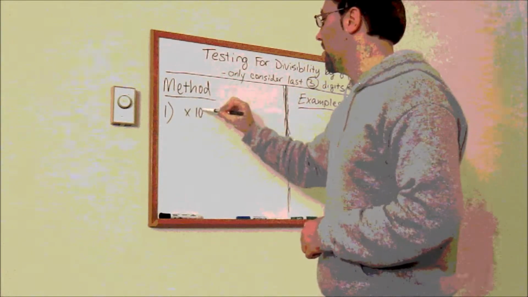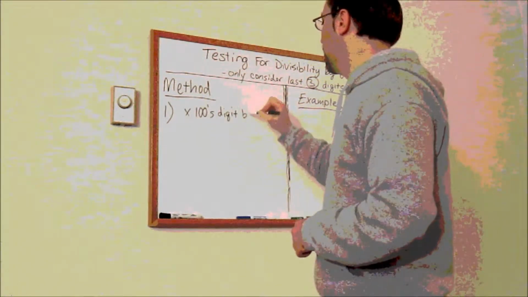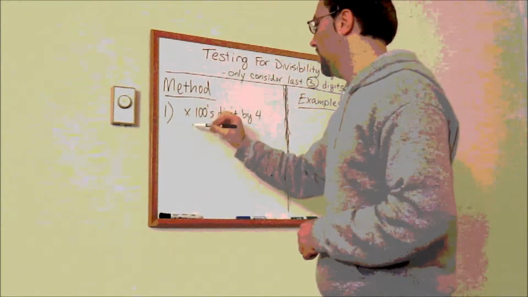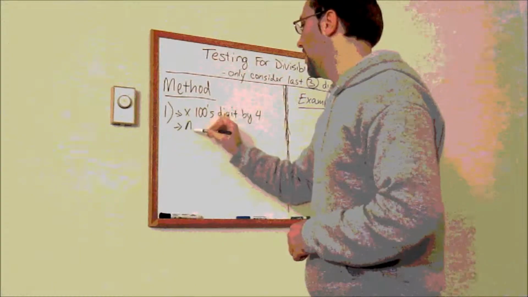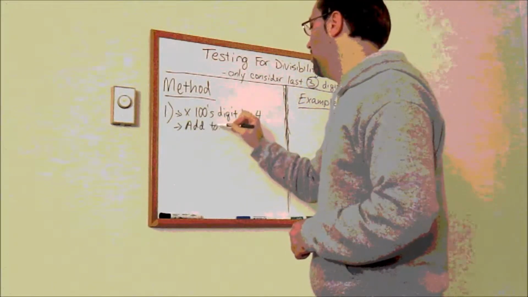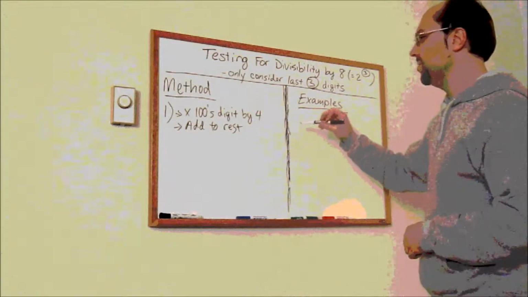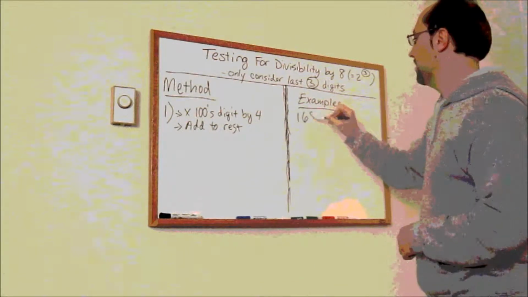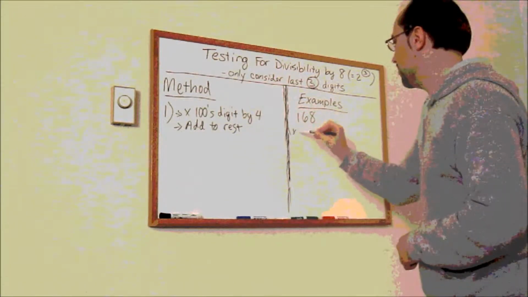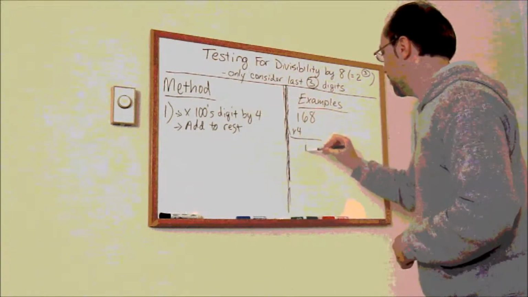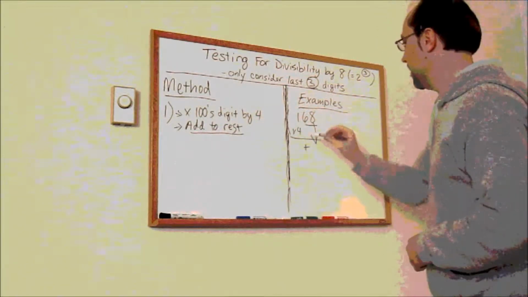Multiply the hundreds digit by 4, and then add to the rest. So let's take for example 168. You multiply the hundreds digit by 4, so 1 times 4, and then we're going to bring down the 68, so you just add it to the rest, which is 68.